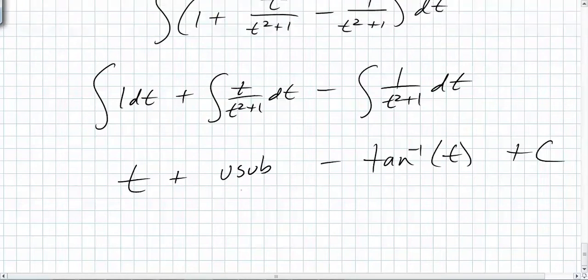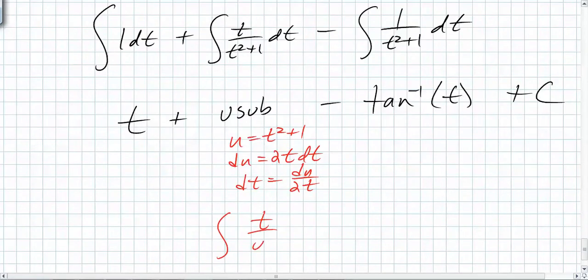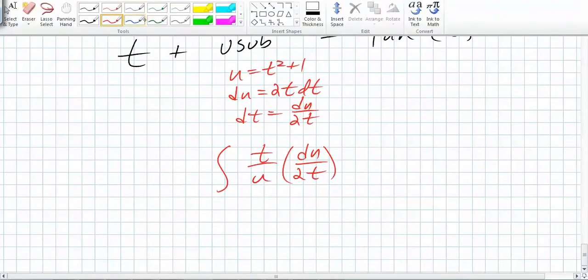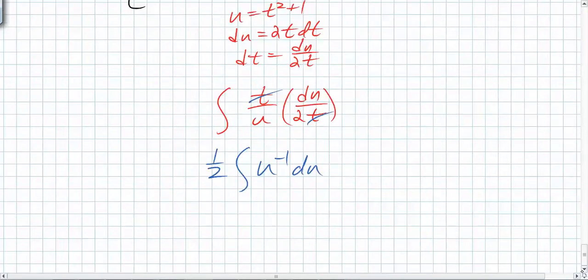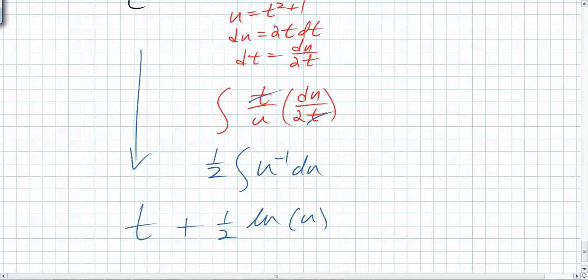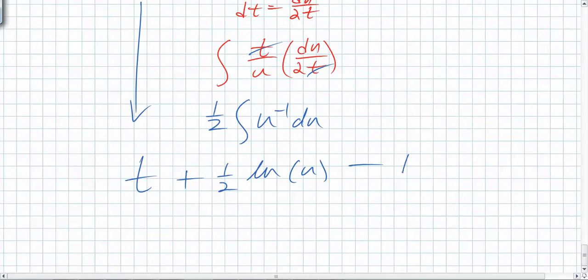What's the u substitution going to be on this one? Oh, now does it work? Du is equal to 2t dt, right? So what does dt equal? Du over 2t. So now we have the integral of t over u times du over 2t. What cancels? That's the magical thing that you were looking for right there. So you have 1/2 the integral of u to the negative 1 du. What's the integral of u to the negative 1? Ln of u. So we bring all this down. We have t plus 1/2 ln of u minus, what was it? Tan inverse of t plus c.